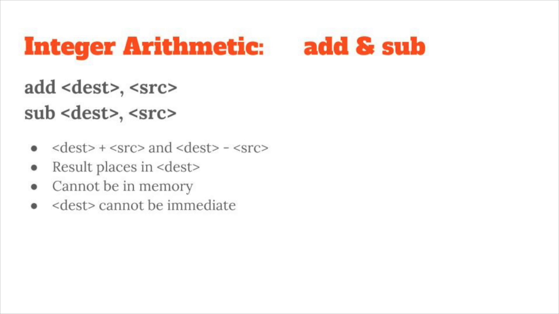Okay, so next, your first arithmetic functions. So add and subtract. With add, you're usually going to use two registers, like RAX and RBX. If you wrote add RAX, RBX, you take those two together, add them, and store the value in RAX. So if RAX was equal to 100 and RBX was equal to 50, and you did add RAX, RBX, the new value in RAX would be 150.